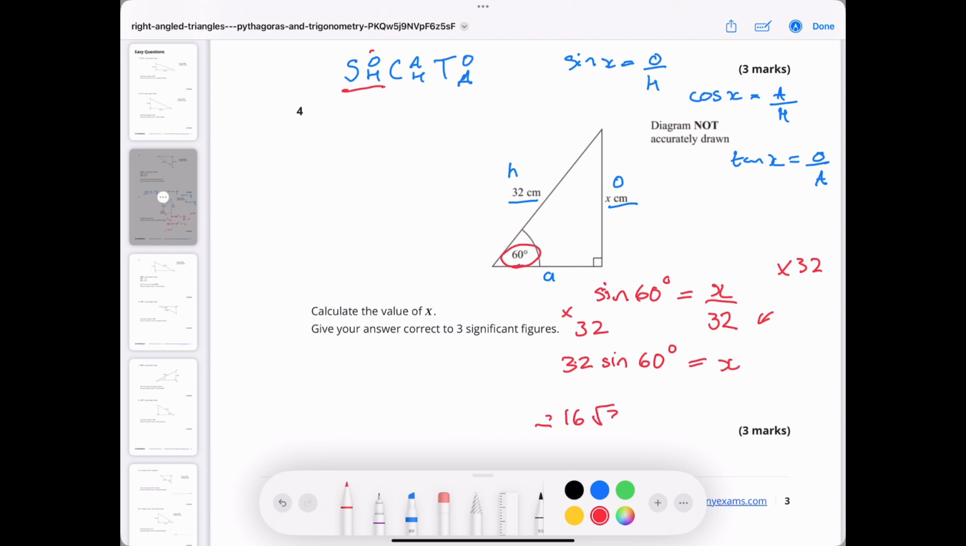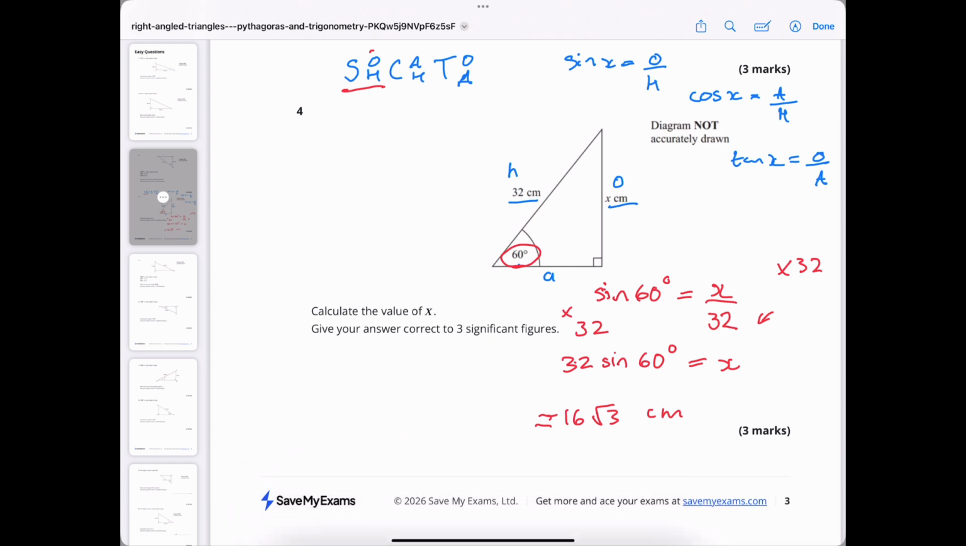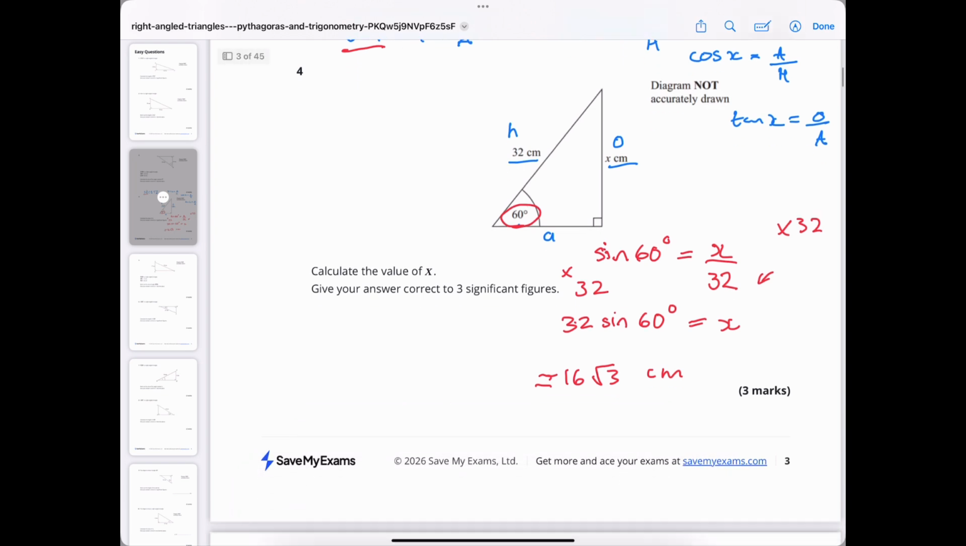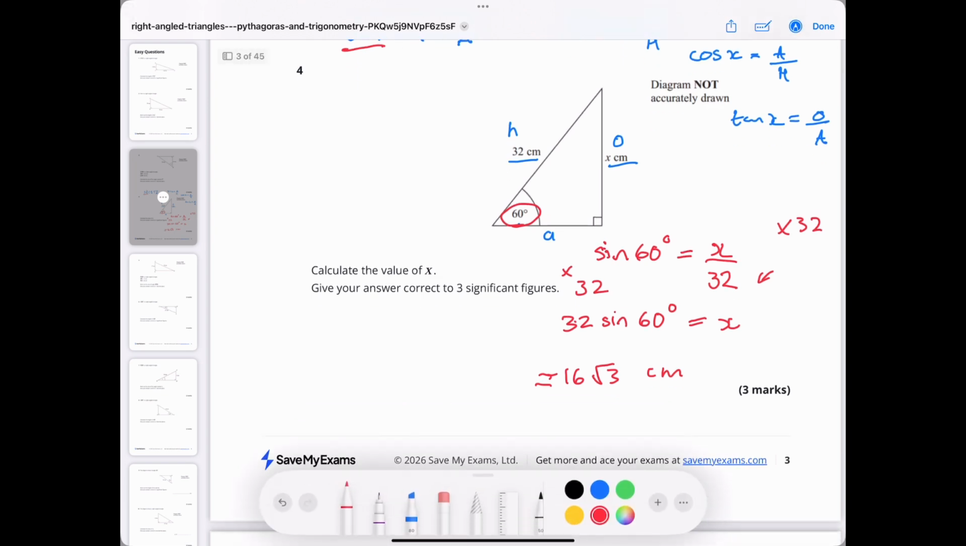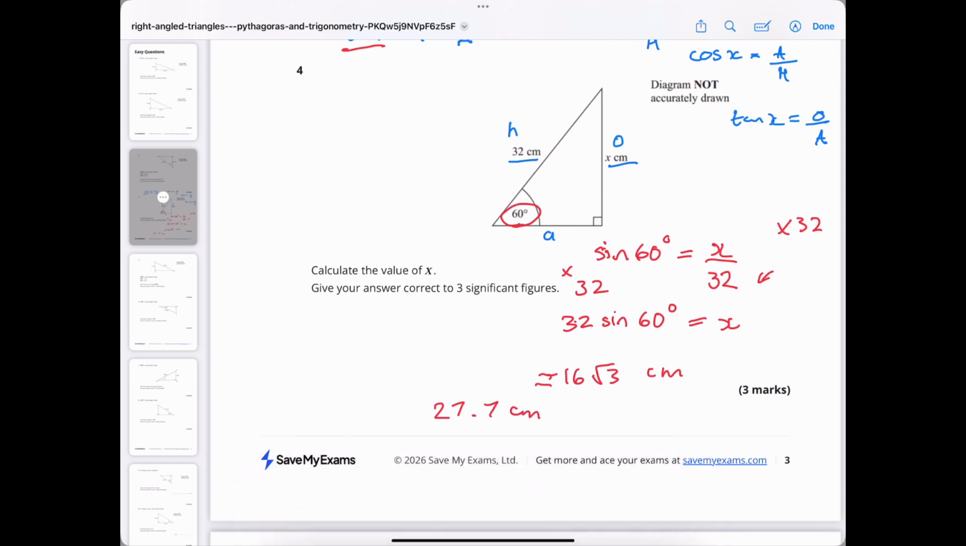Now, you're going to say to me that's an exact answer, centimetres. But you can actually find out. So it's 27.71, and it wants it to 3 significant figures. So 27.7 centimetres. Okay, so that's what we're going to do each time.